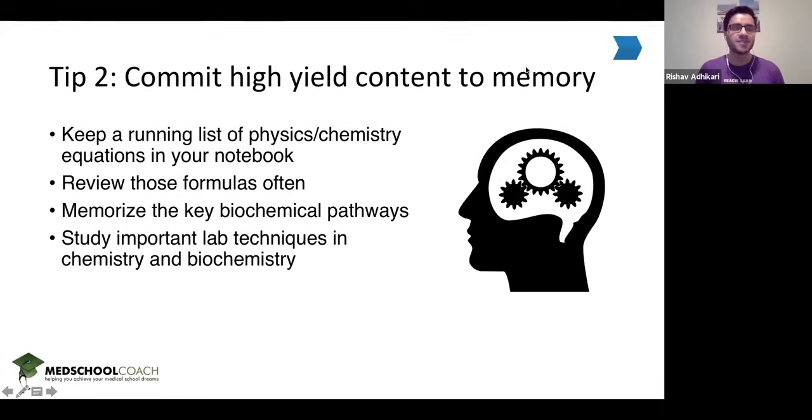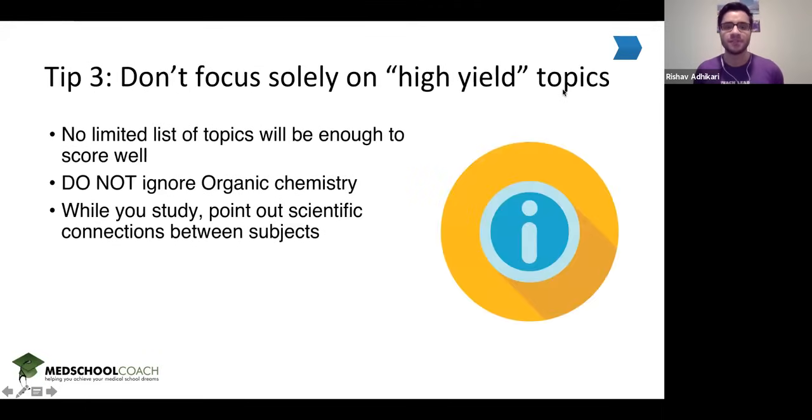And then lastly, what we've been seeing on the MCAT in the last few years is that it's trending more and more towards experiment-based passages where you're expected to analyze and evaluate the data that somebody created from an experiment. Because of that, you should have an acute understanding of important lab techniques in chemistry and biochemistry. For each of these lab techniques, you should know how they work, what they should be used for, and what kind of data they can produce. So that's my second tip for the MCAT.